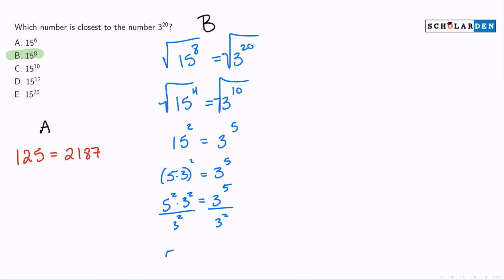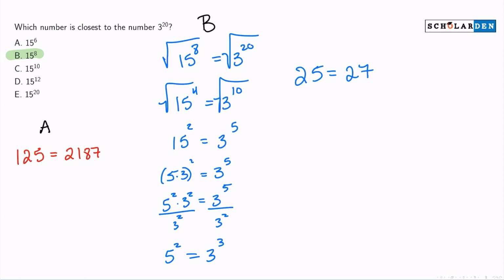And now we have 5 squared equals 3 cubed. Remember, when we divide powers, we subtract the exponents. So 5 minus 2 is 3. Now 5 squared and 3 cubed, let's compare those. Well, 5 squared will be 25. 3 cubed is 27. Look at how close these two values are.